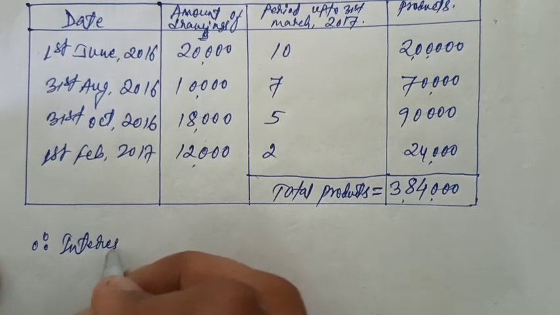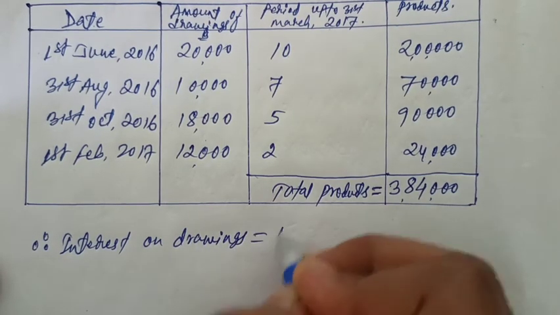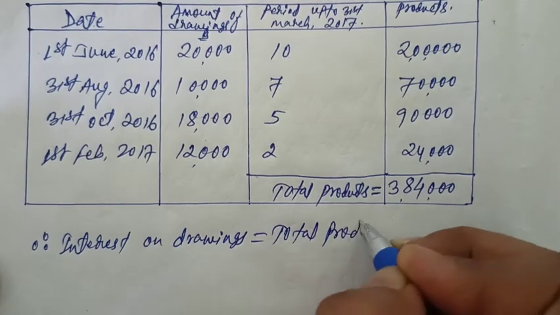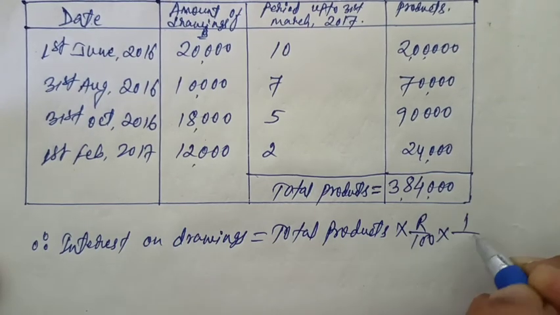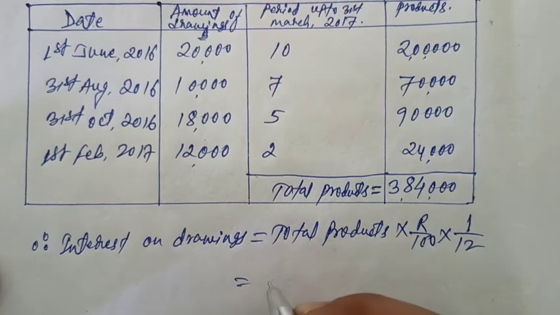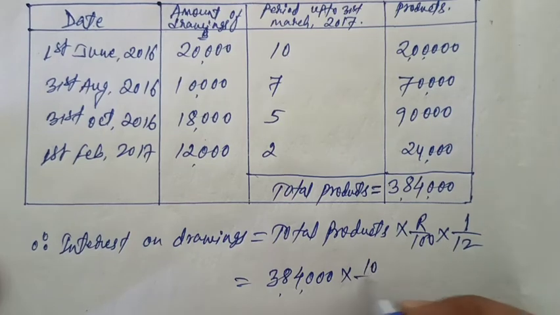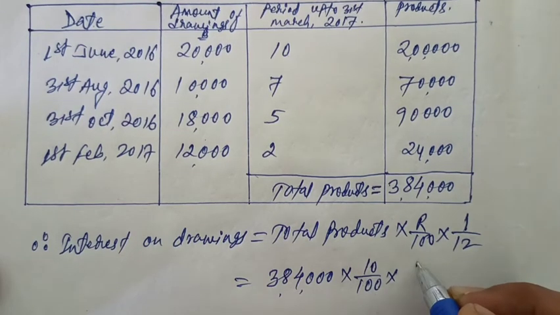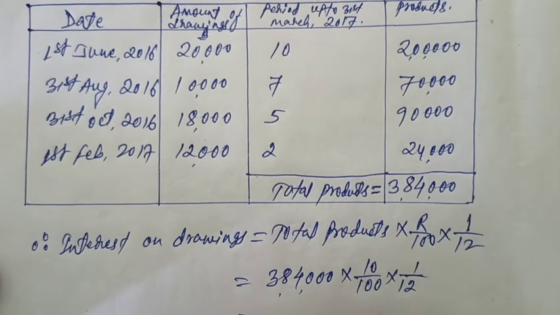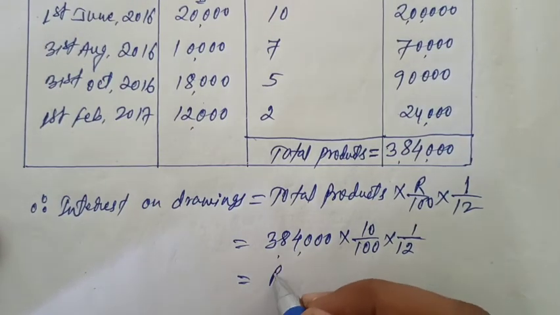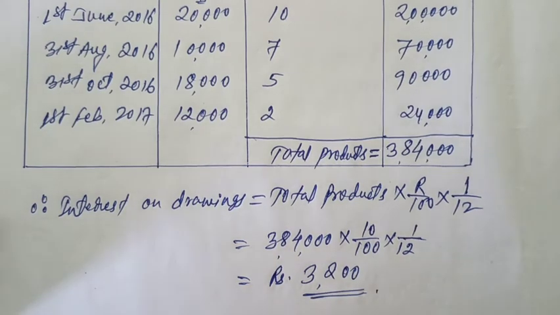Therefore interest on drawing, now we'll calculate interest on drawing. Okay, so write interest on drawings equal to, what is the total product? That is total product. Okay, here we'll write total product into rate divided by 100 into 1 by 12. We have taken whole year. Okay, that is 1 by 12. So 384 into 10 by 100 into, what is the rate? 10%, 10 by 100 into 1 by 12. So if we calculate this, okay, we'll get 3200. Okay, this is the interest on drawing under this method.